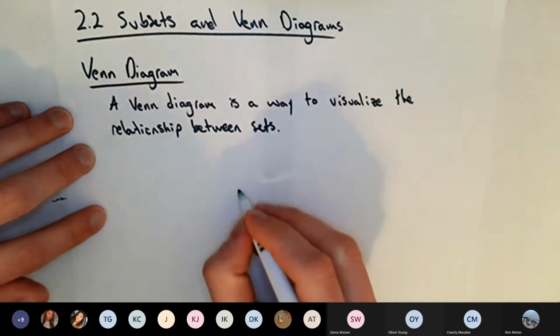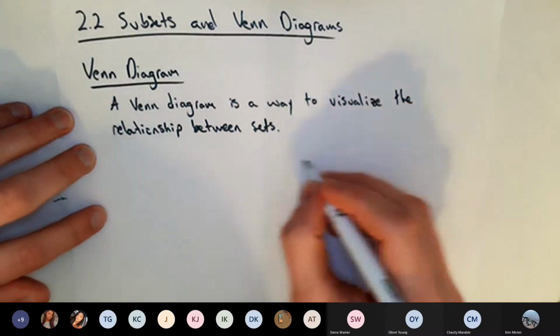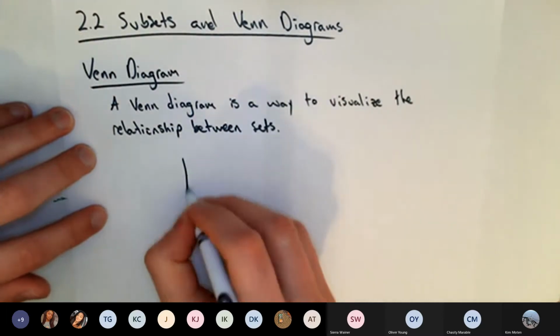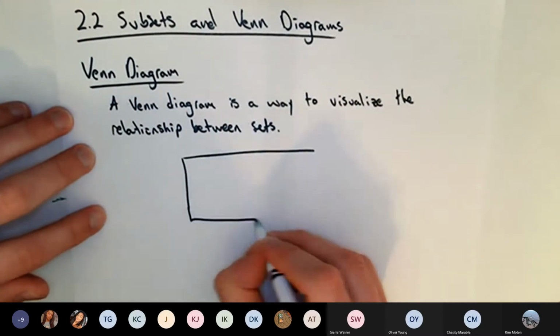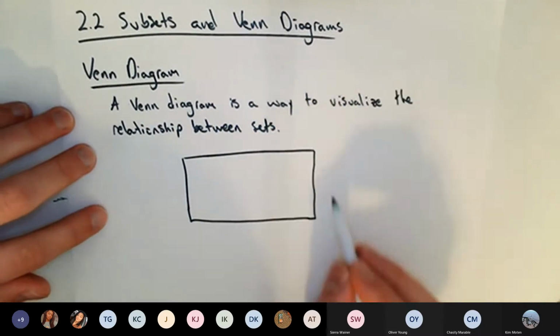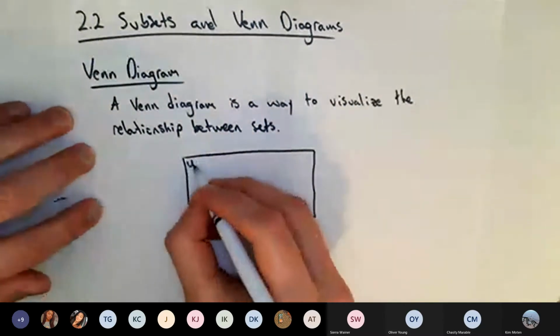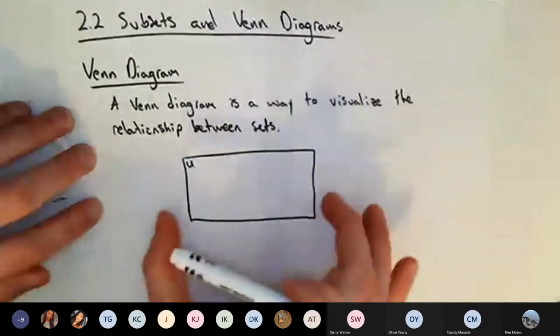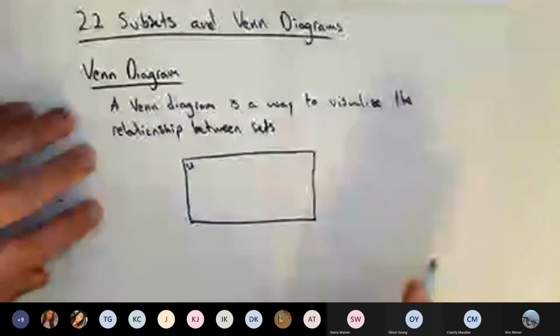So you've probably seen a Venn diagram before. You might have seen two circles with some overlap between them, but really a Venn diagram should also contain a rectangle, which will denote the universal set. So you'll usually see a rectangle with a little U in the corner. That's to denote that everything that's happening in this problem is contained in this rectangle, in this universal set.